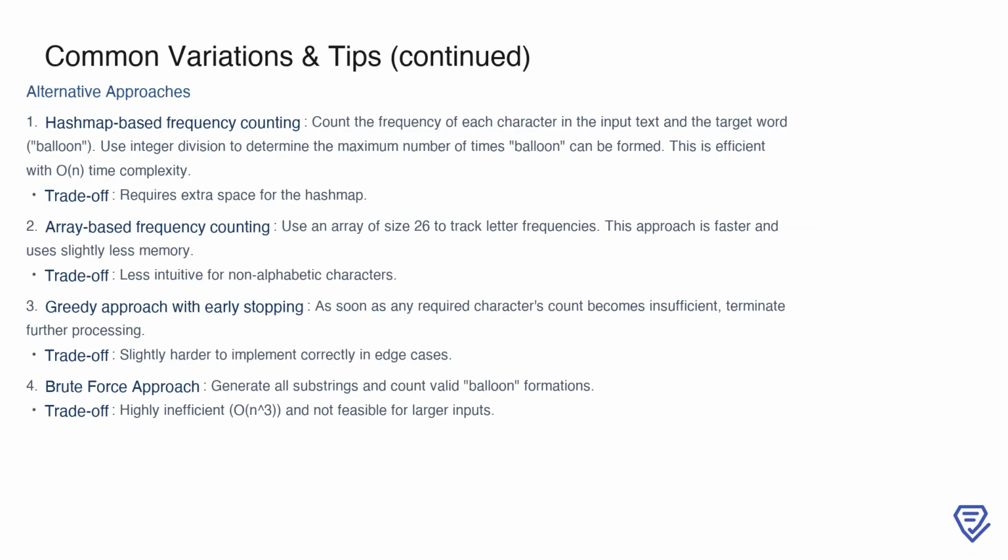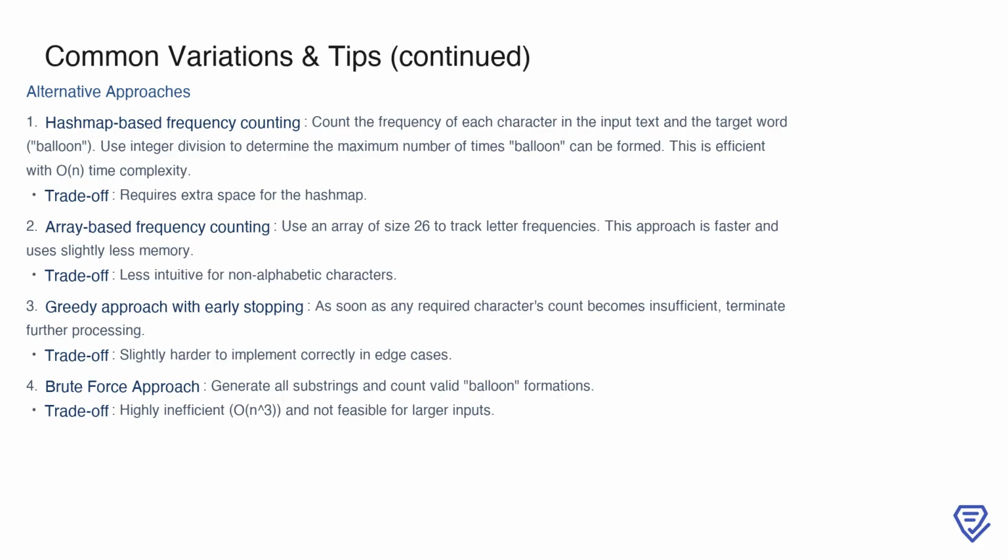Finally, let's explore some alternative approaches to solving the problem. One efficient method is hashmap-based frequency counting. Here, you count the occurrences of each character in both the input text and the target word balloon, then use integer division to determine how many complete words can be formed. This approach has a time complexity of O(n), but requires extra space for the hash map. A slightly more memory-efficient option is using an array of size 26 to track letter frequencies. This method is faster and uses less space but may feel less intuitive if you need to handle non-alphabetic characters.